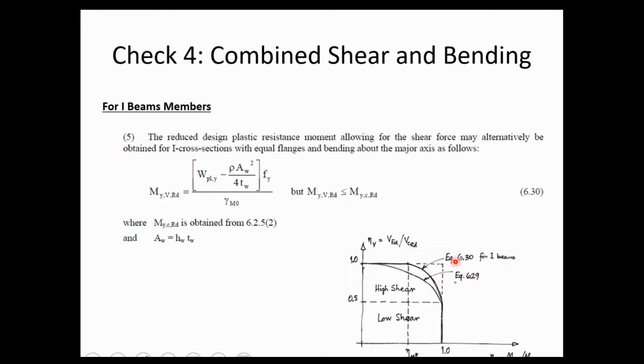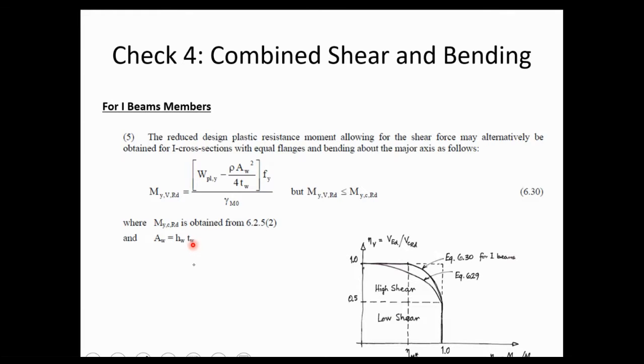We have an alternative here where we can use equation 6.30 for an I-beam, which is defined here. So the reduced design plastic resistance moment, allowing for the shear force, may alternatively be obtained for an I cross section with equal flanges and bending about the major axis as follows. So we can use this equation with the moment being reduced due to the shear demand on it, where it is the plastic capacity about the major axis minus rho times Aw squared divided by 4tw. Aw being the area of the web, so it's the height of the web times the thickness of the web.